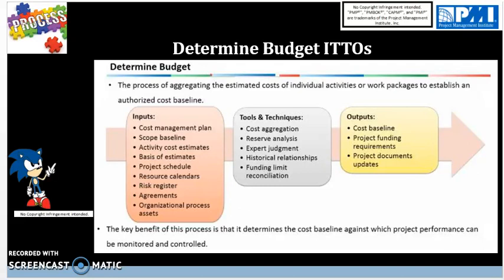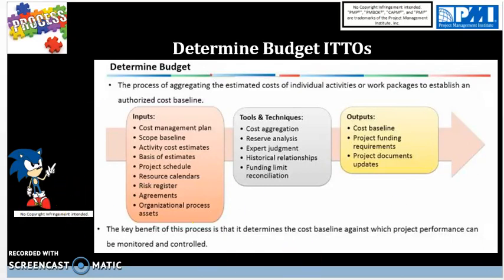EEFs are market conditions and published commercial information. OPAs, organizational process assets, are existing formal and informal cost budgeting related policies and procedures, cost budgeting tools, reporting methods, lessons learned, and historical information regarding determining the budget.